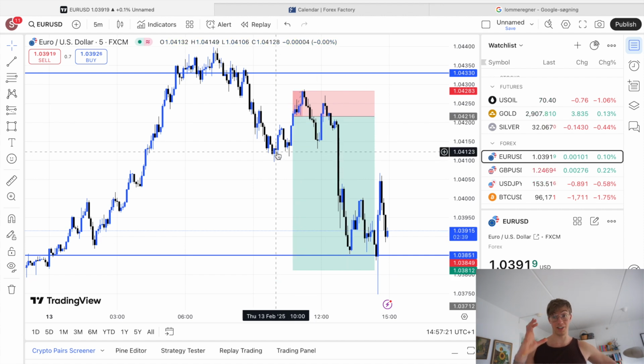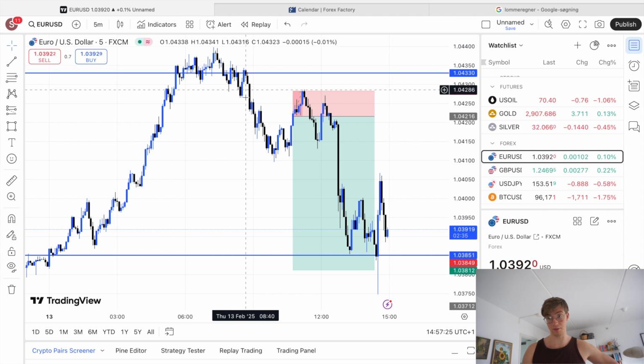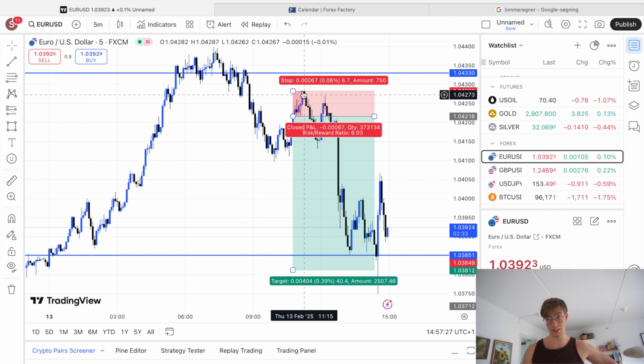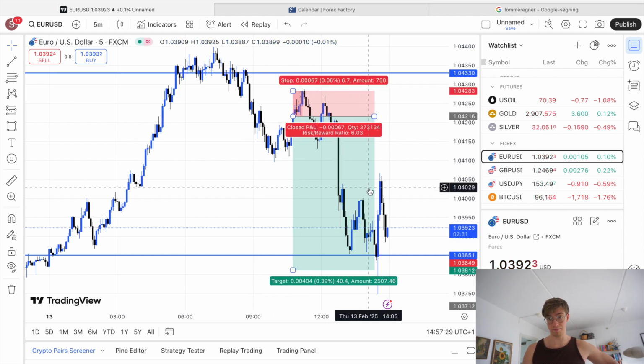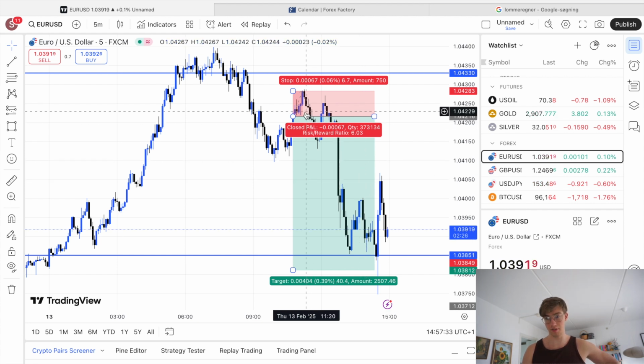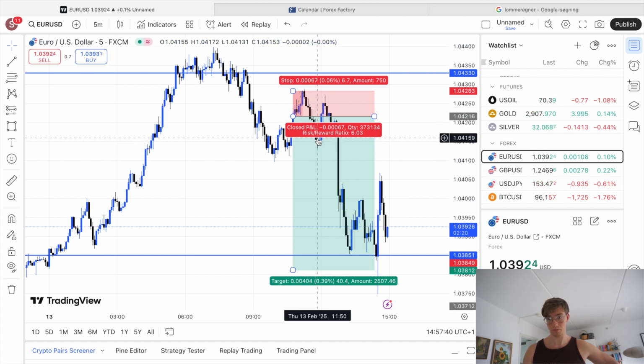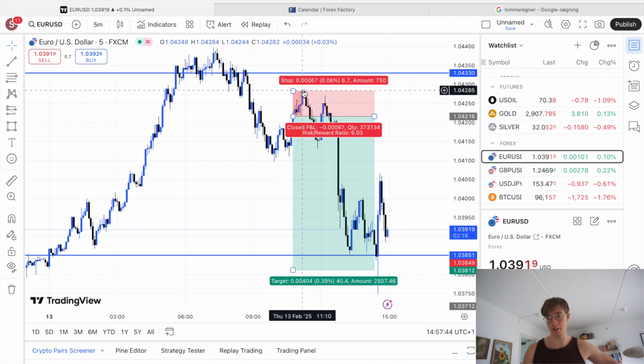So basically just liquidity sweep, break of structure. We could have waited for this fair value gap to get entered, which it obviously did. And yeah, we could just have entered off of that. I think I entered right here. Actually here. And we came down. And then I put my stop loss above this area of liquidity, this high.